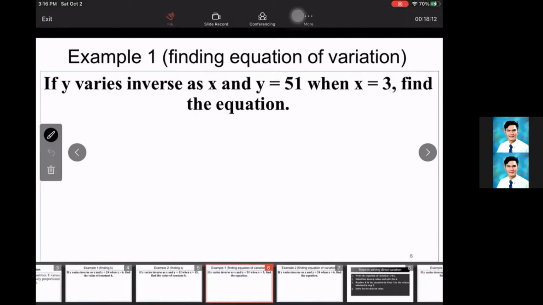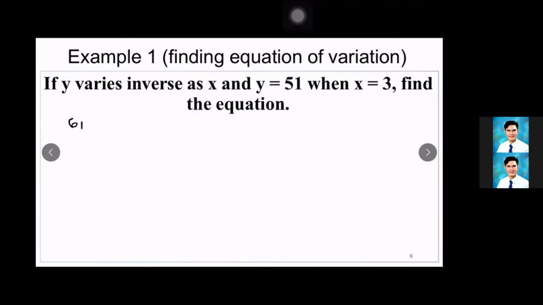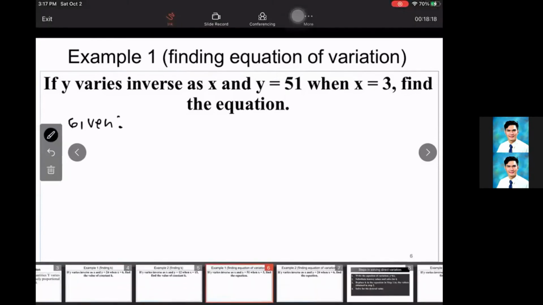Always remember, the first step is we need to write the given. In identifying the equation, just like direct variation, we have the same process. The first step is we need to identify the value of k. And the second one is we need to substitute the value of k to the formula. And that's it. That is the equation of variation. So now, let us apply that process. Let us write it down. According to here, we have x is equivalent to 3 and y is equivalent to 51.